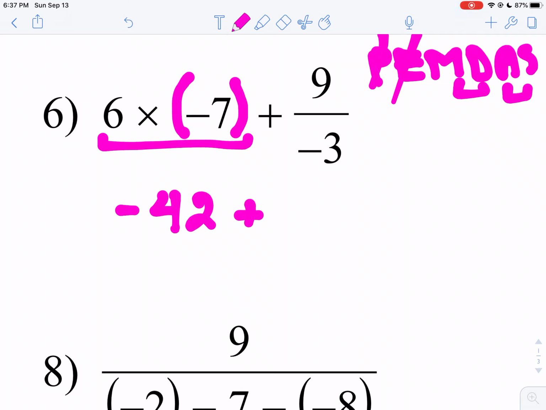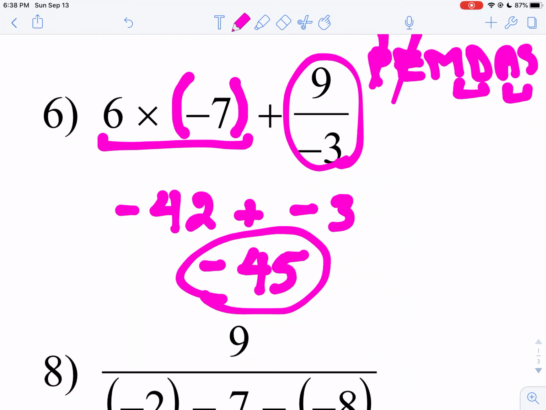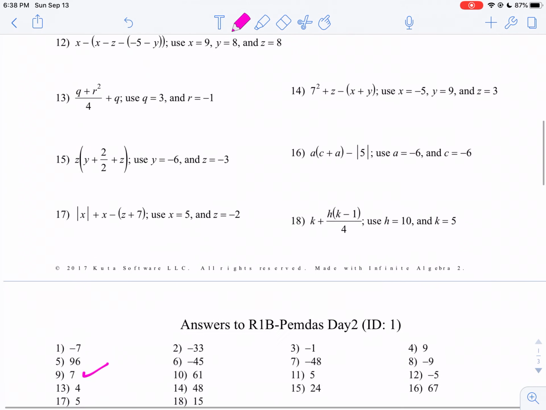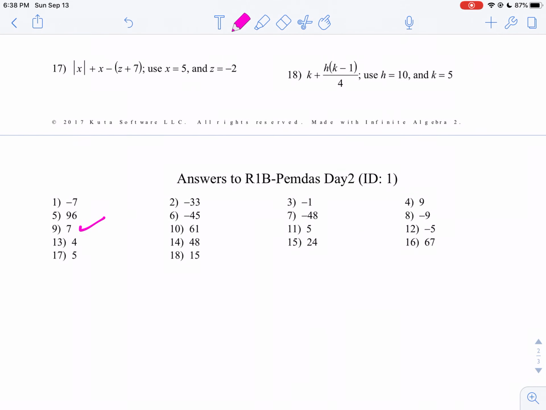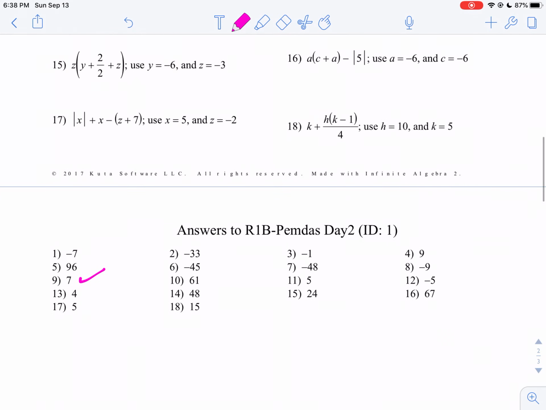And this one here, there's a division. 9 divided by -3 is just a -3. So you've just got two negative numbers added together, it becomes more negative. So we are looking at -45. That's what you have here, and hopefully that's the answer. Let's check. Answer number 6 is -45. Is that what we got here? Did I really get negative? Yes. So that checks. Very good.